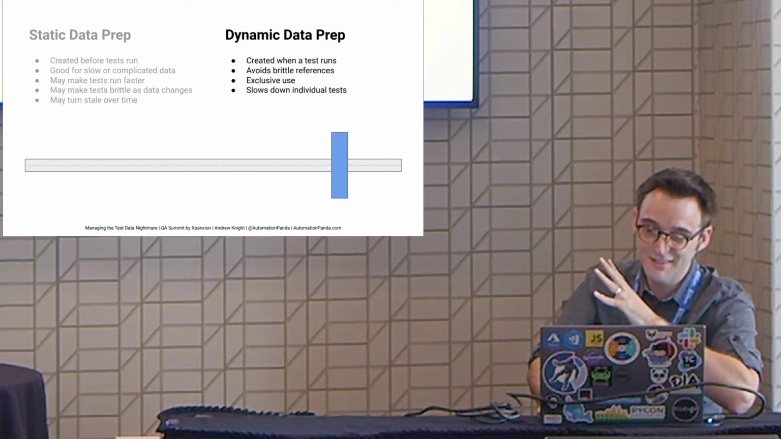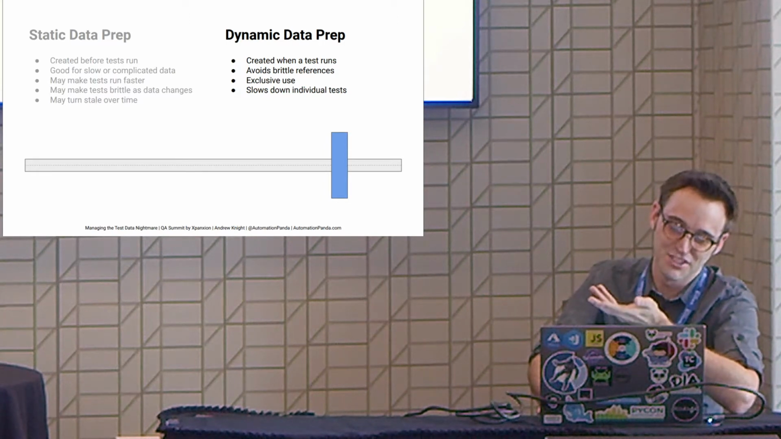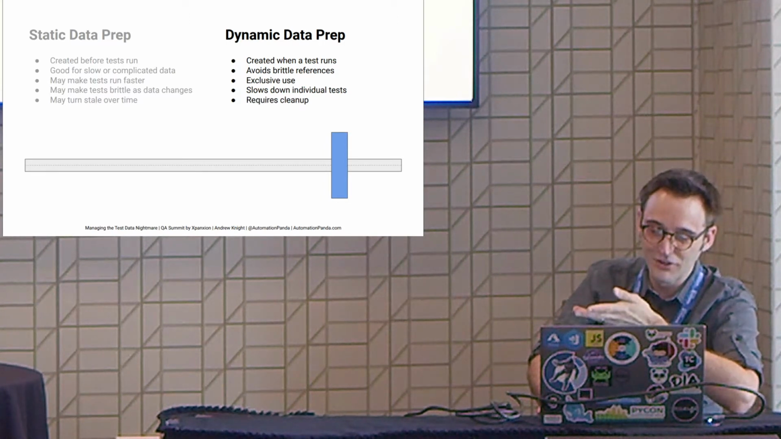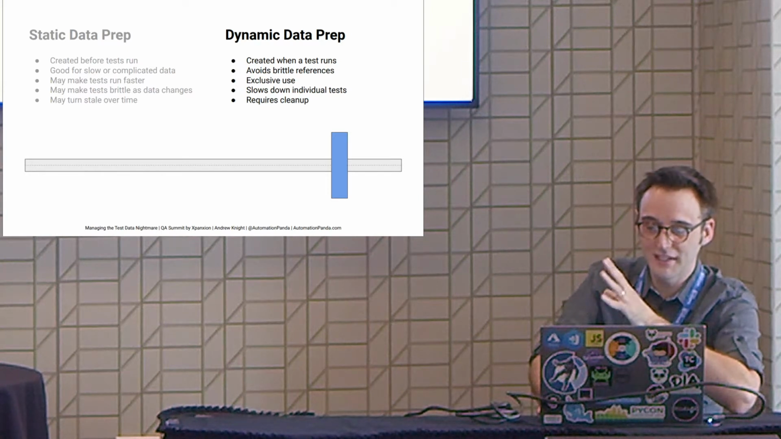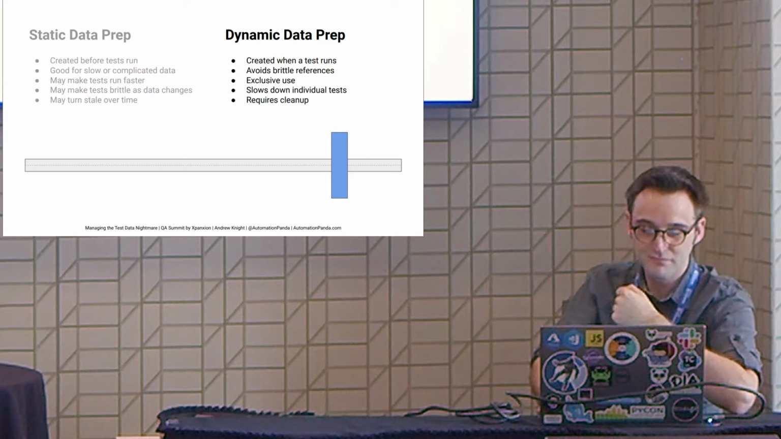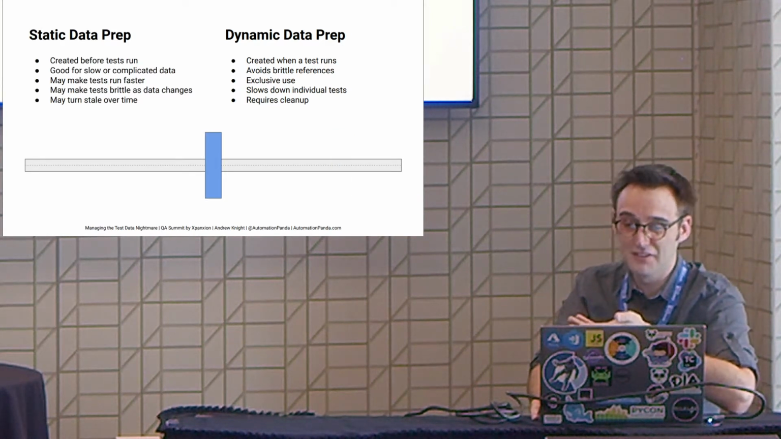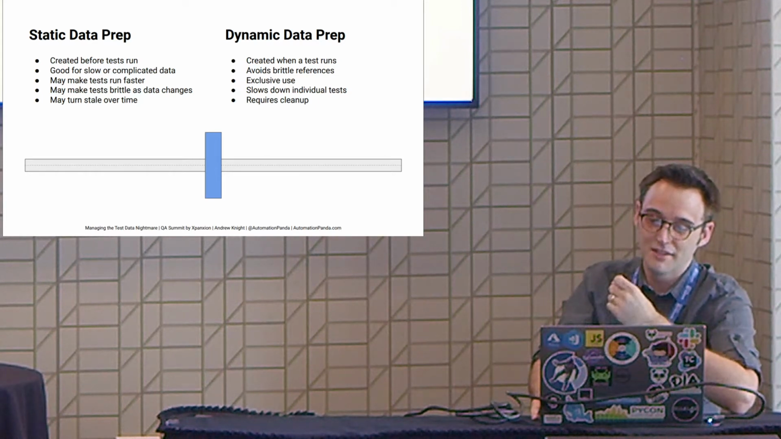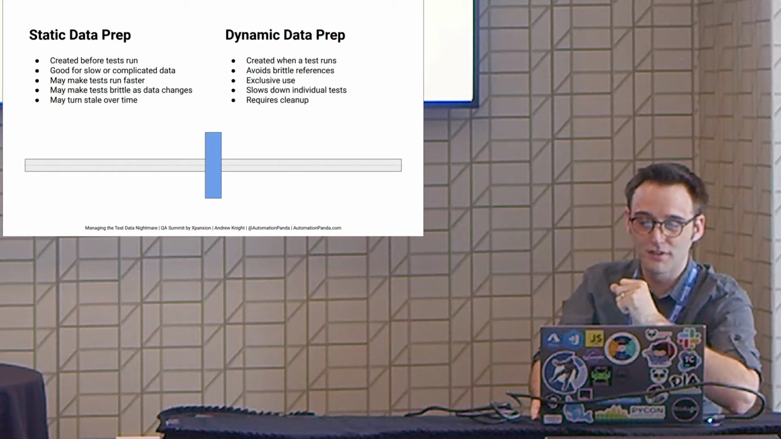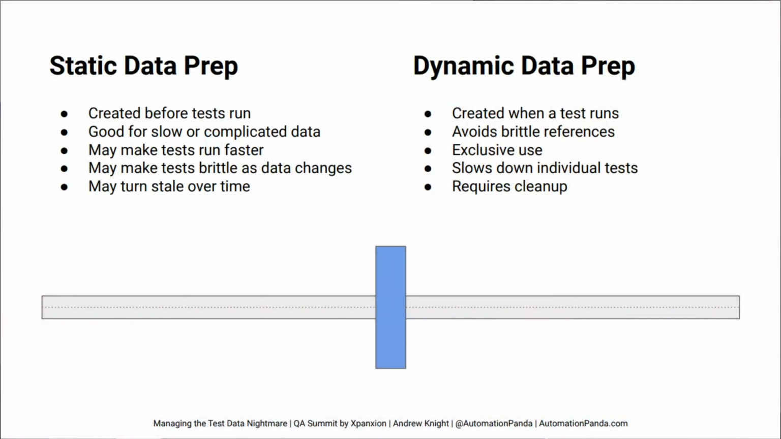The main downside of dynamic creation is the execution time. It is slower because you've got to do it. And also, dynamically created data is essentially disposable. So at some point, you're going to need to clean that up. Which strategy is best? Honestly, you're probably going to need both strategies. Data that is slow or considered immutable should probably use static data prep, while data that is quick and easy should use dynamic prep.